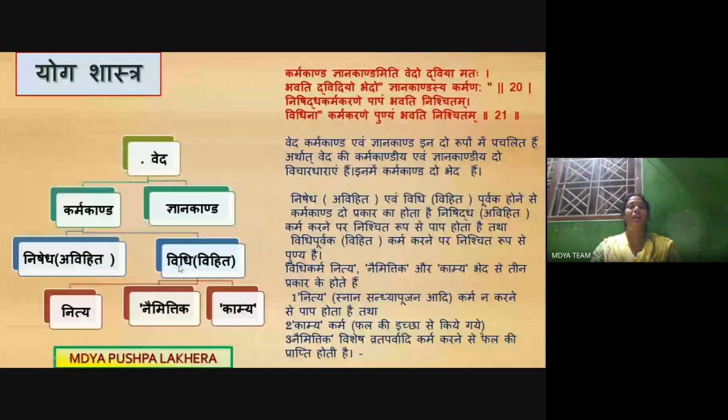Then again it is divided. Vidhi, the prescribed actions, are divided into nitya, naimittika and kamya. These are the three categories of the prescribed actions. The names you must remember: that is the prohibited, and this one is the prescribed actions.